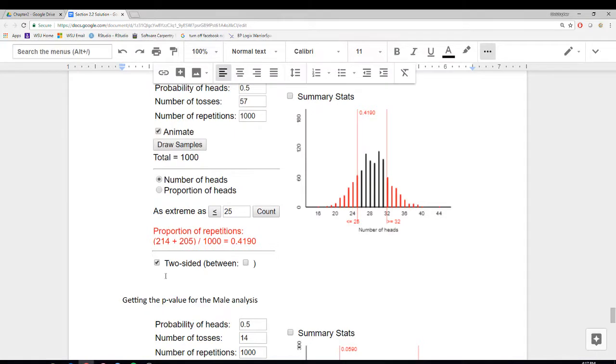We have to make sure to select the two-sided button when computing this p-value, but the app does that for us. And the p-value for this particular case is 0.419. This suggests that 25 is not an outlier at all in this distribution. In fact, there's over a 40% chance of seeing something as extreme or more extreme than our 25.